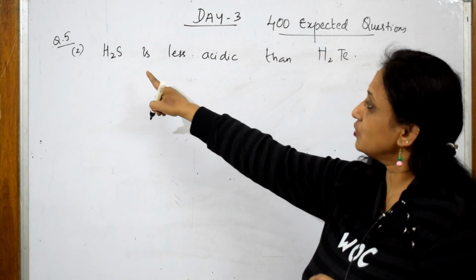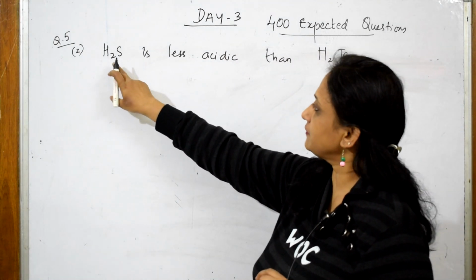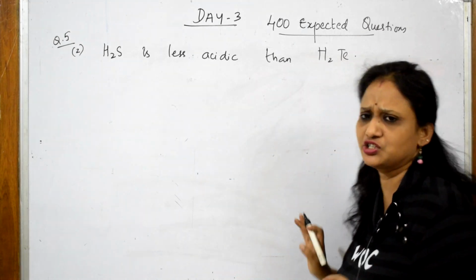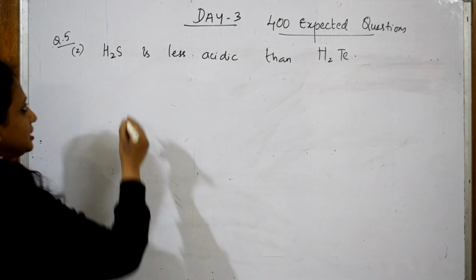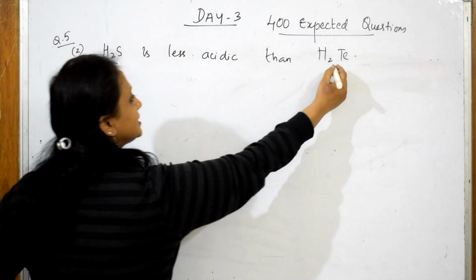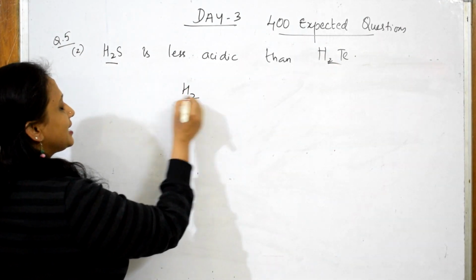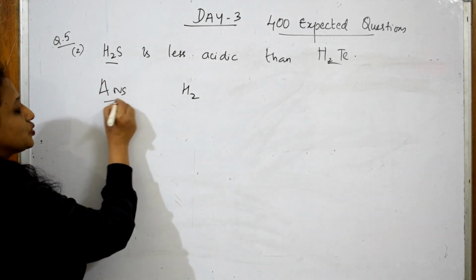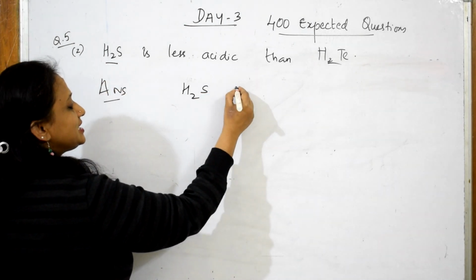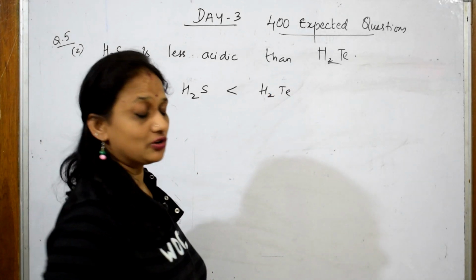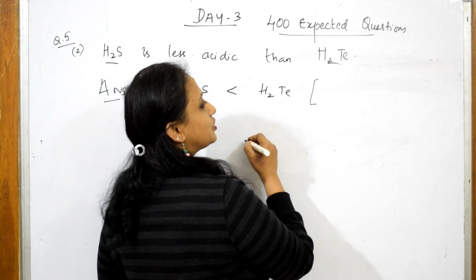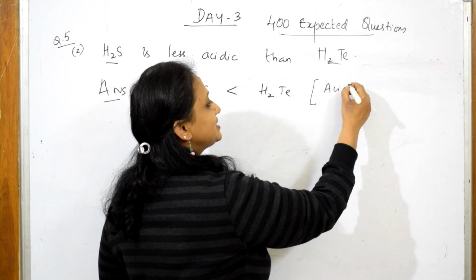Yes. So next question is, in question number 5, H2S is less acidic than H2Te. Quite common and important question, students. Remember. So H2S is less acidic than H2Te. Write like this the answer and note. So what did they say? H2S is less acidic than H2Te. If you write like this and leave, it will not be possible. So in terms of what you should say? In terms of acidic character.